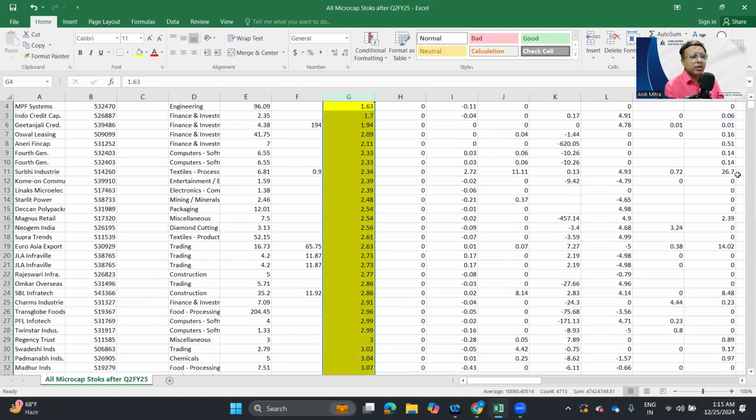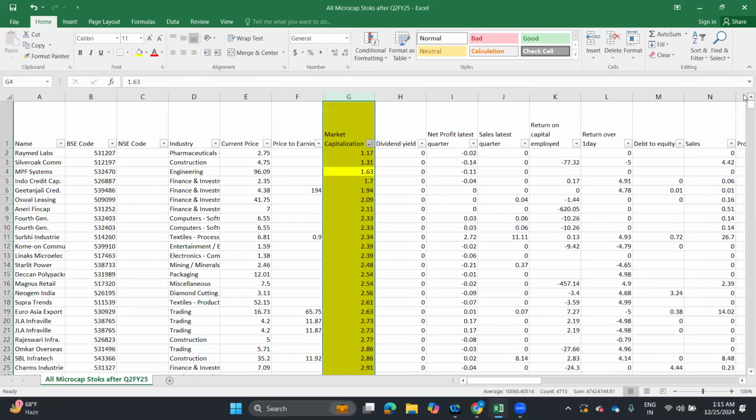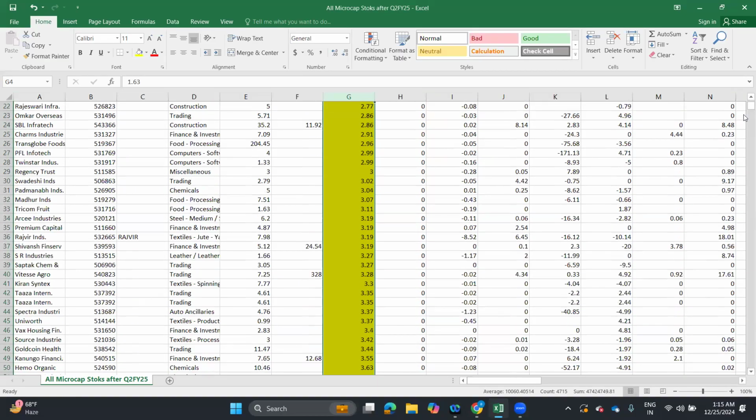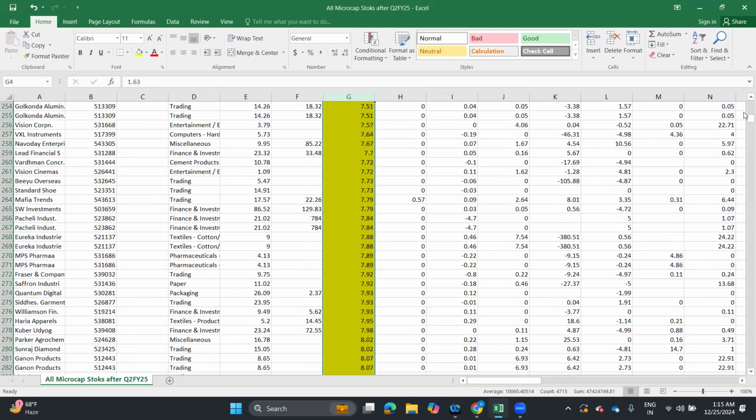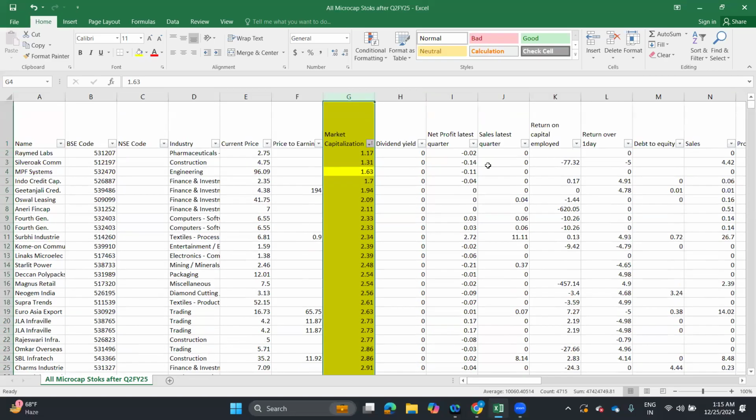Now let me color this column for ease of understanding. Let me minimize this video panel, otherwise it becomes difficult. It is creating obstruction. So this is the market capitalization, in ascending order, from 1 crore onwards. Here I am going to take market capitalization up to 1000 crore.